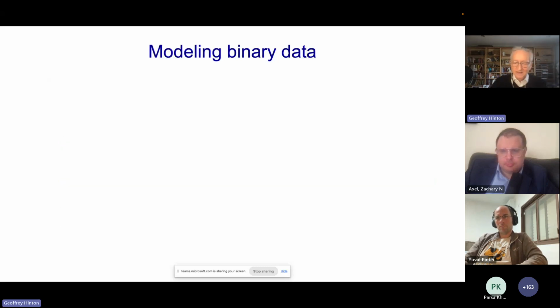So now let's talk about how we can model binary data with what we call a Boltzmann machine. It's a Hopfield net that has visible units and hidden units, and it has this stochastic decision rule where you probabilistically turn the units on or off depending on the energy gap.